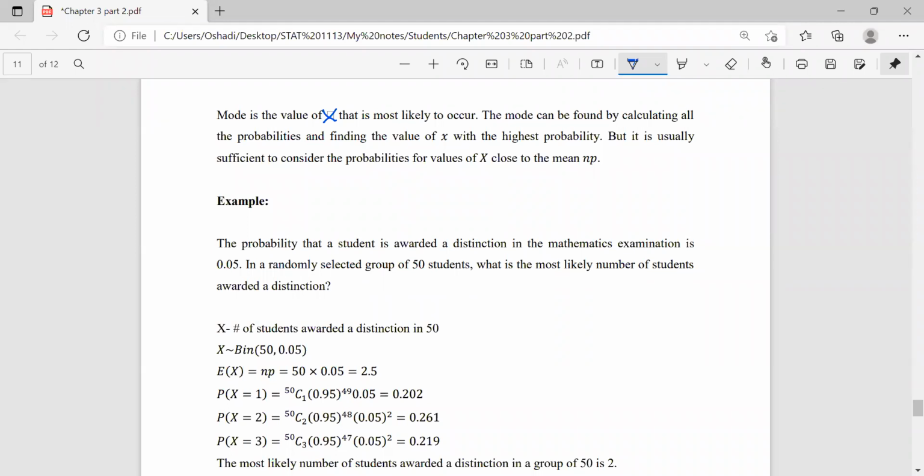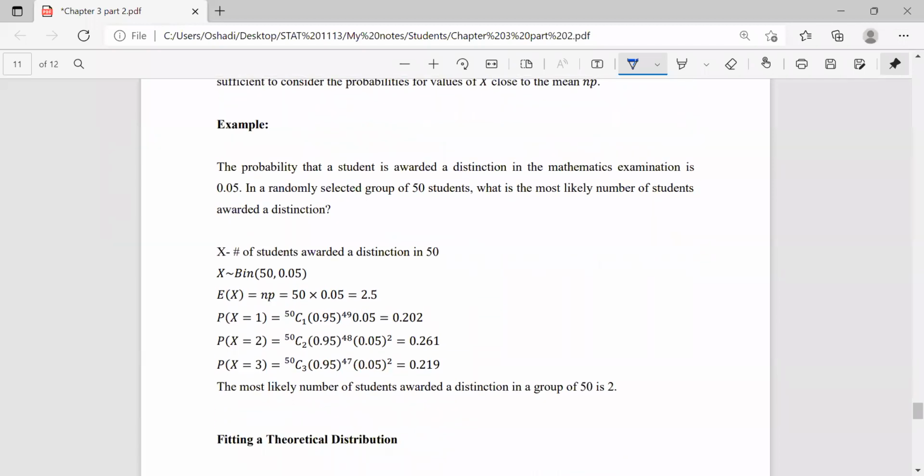So there are 50 trials with the probability of success 0.05. First, you have to find what is the mean. So we know that the mean of a binomial distribution is given by the expression NP. So N is 50 and P is 0.05. So the expected value, or the mean, is 2.5.